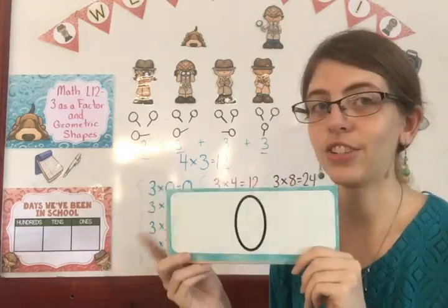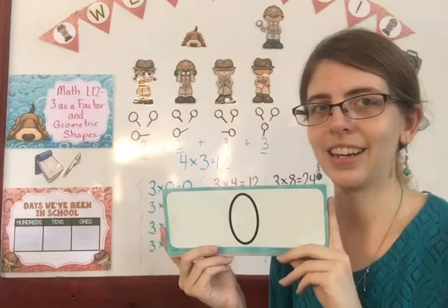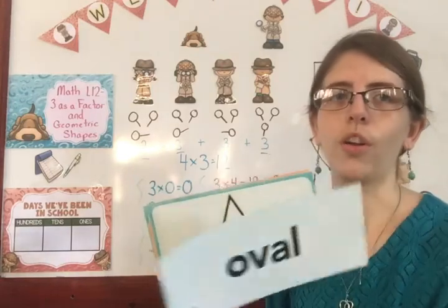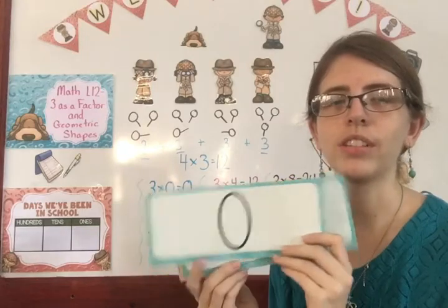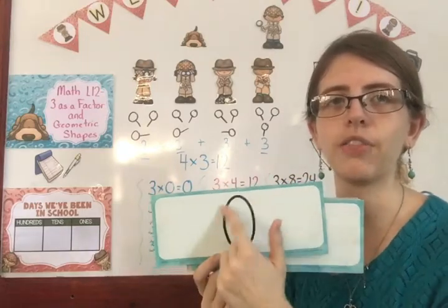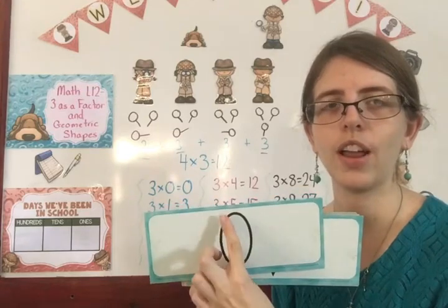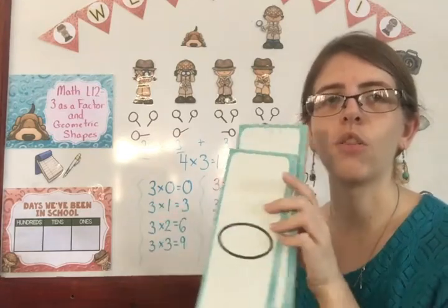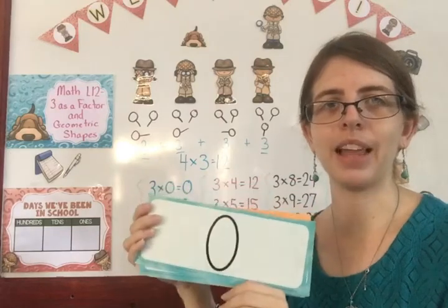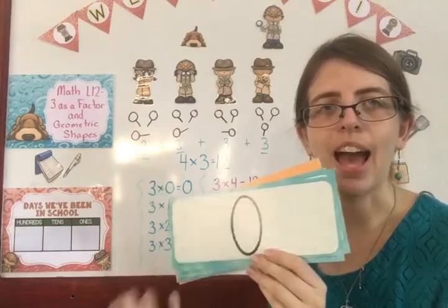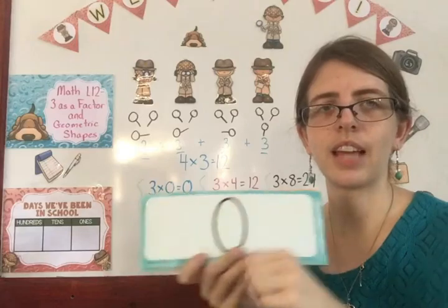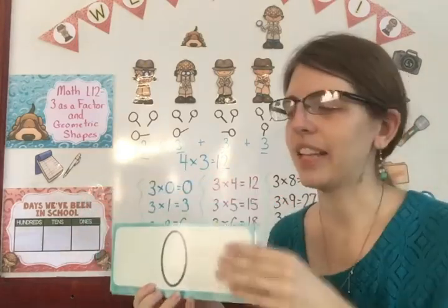This, it's not a circle. This is an oval. Oval, that's right. When your circle is kind of squished, so it's not perfectly round, some of it's a little bit longer, some of it's a little shorter, that's an oval. An oval might be like this, or it might be like this. It might be really fat, it might be really skinny, but as long as it's kind of like a squished circle, it is an oval.